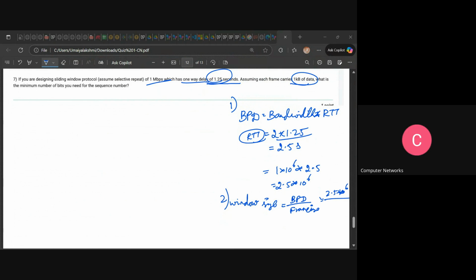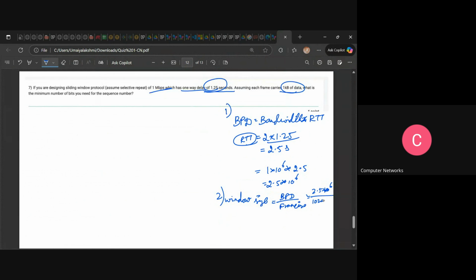1 kilobyte, how can we represent it? Let me just give it as 1 into 10 to the power of 3, into 8. Okay, so I have to just give 1 kilobyte as 1024 into 8, isn't it? Which is 8192. So 2.5 into 10 to the power of 6 divided by 8192.